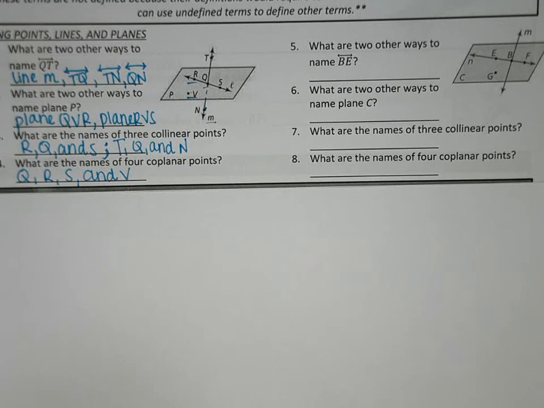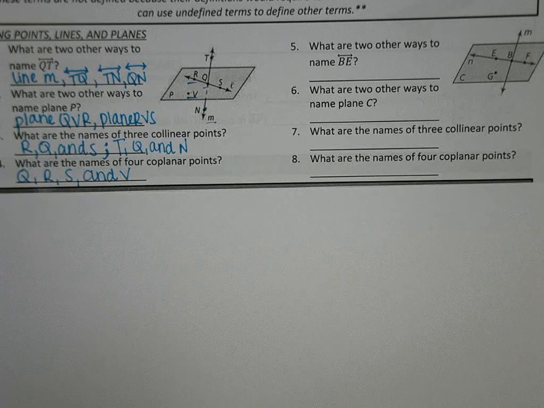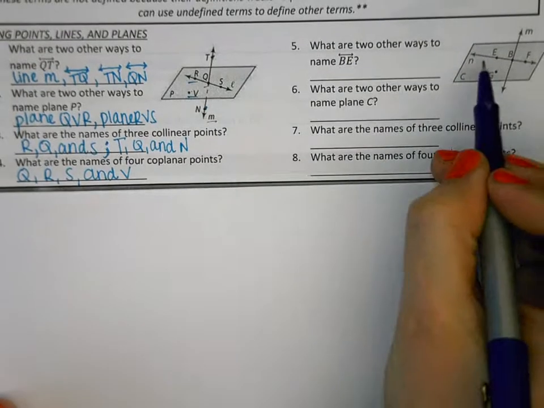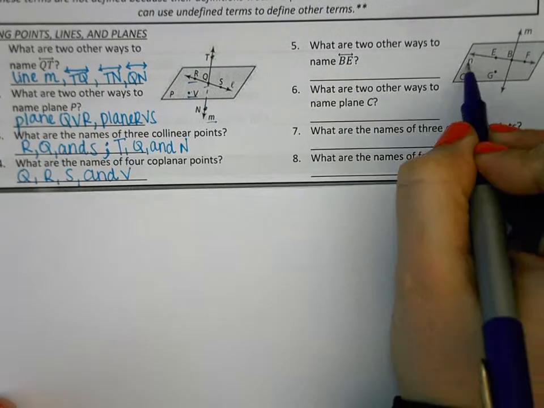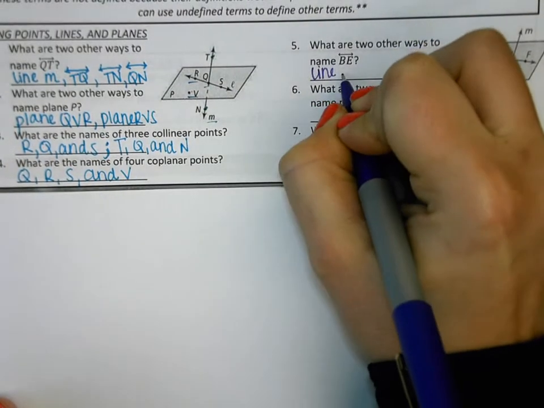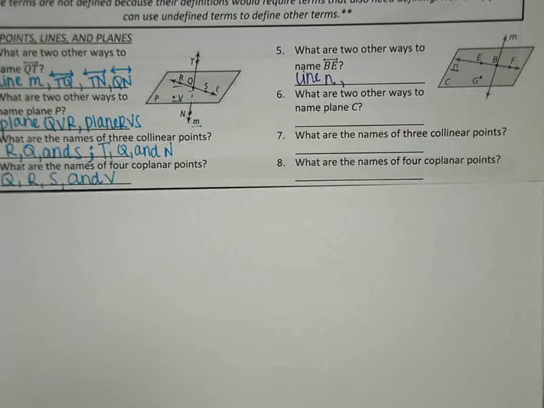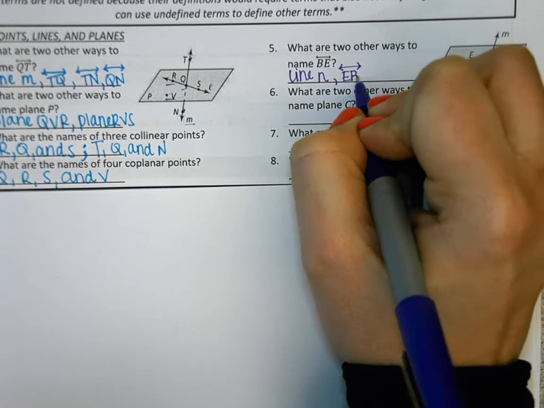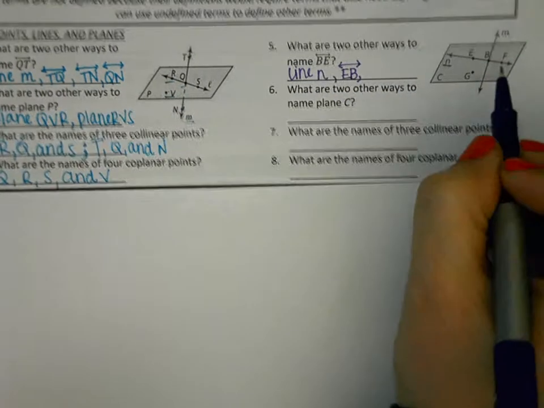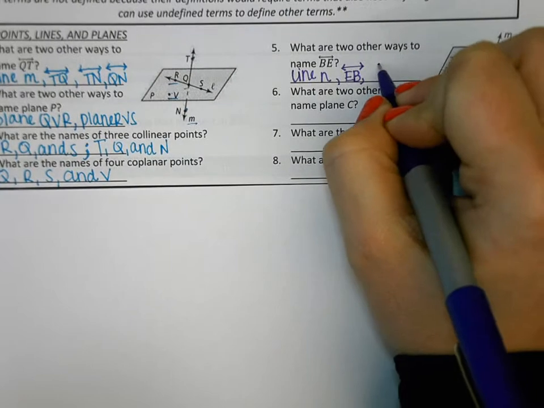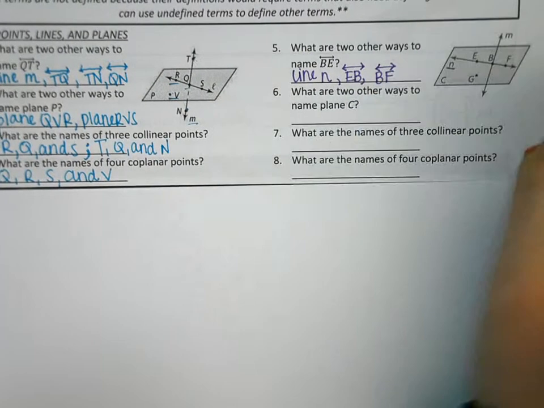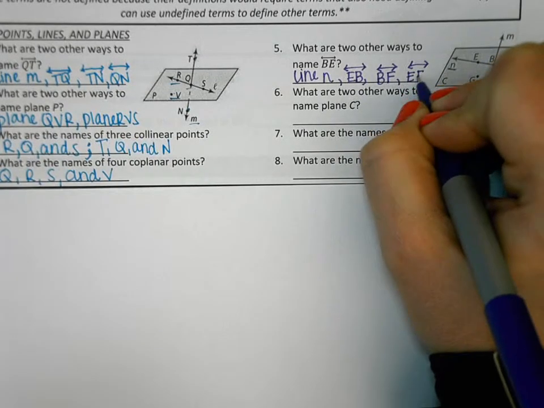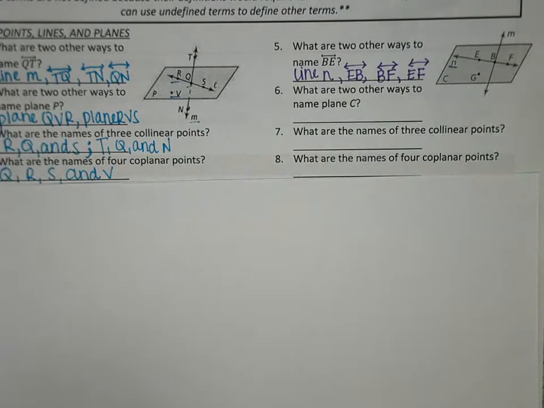Okay, I'm just going to give you guys some of my answers. What are two other ways to name line BE? So BE, we could call it line N. So hopefully you used line N. We could also call it line EB if we wanted to. So we could just rearrange the letters. But we could also use point F. So we could call it BF. Or we could use EF as well. So any 2 points on the line you can use. And then for BF and EF, you could also flip-flop those.